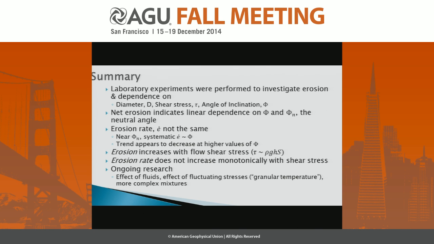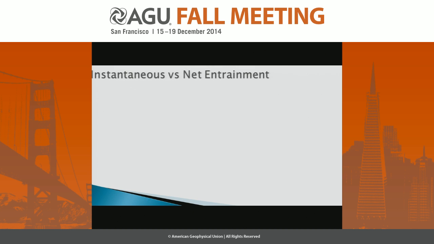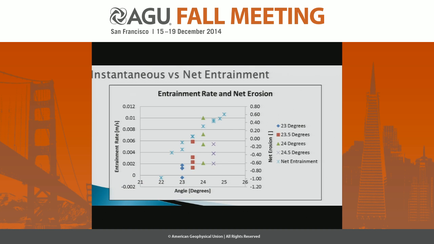I was wondering, for your plot that had erosion rate as a function of the flume incline, if you had any idea why you were having such large dispersion for a given inclination. Maybe I'll just go back to that and see what exactly. This one, yeah. So for a given angle, your dispersion in your results is large, like for the green or the red dots. Do you have a sense of why that is?